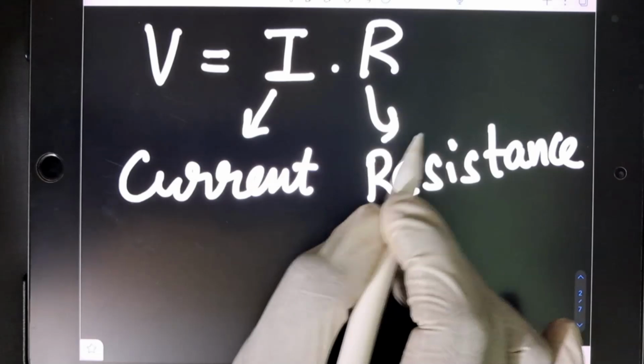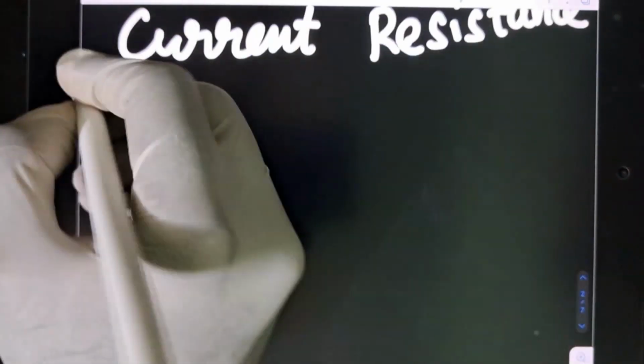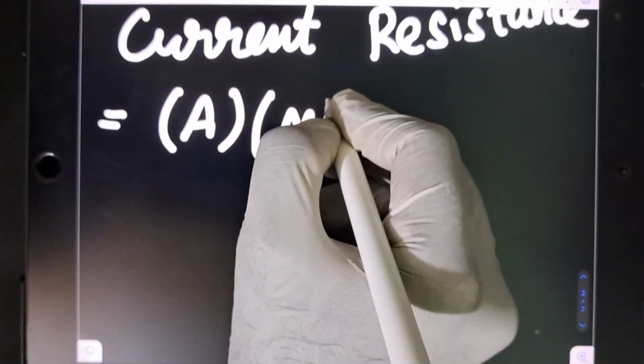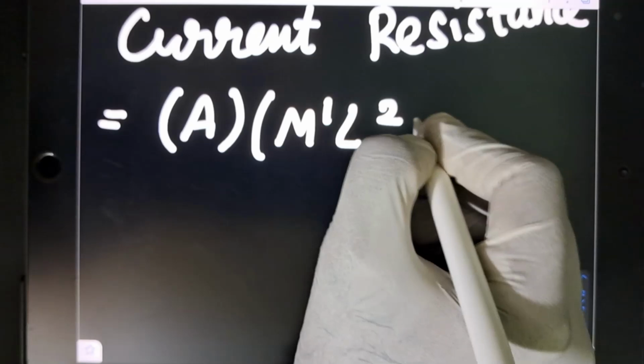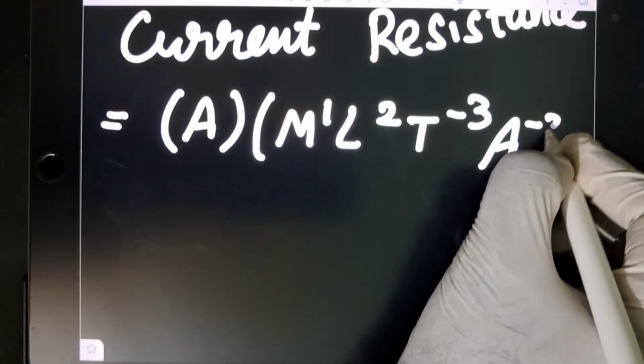So let's come here. V is equal to IR, where I represents current, and here you should know the resistance dimensional formula first. Current A power 1 and resistance M power 1, L power 2, T power minus 3 and A power minus 2.